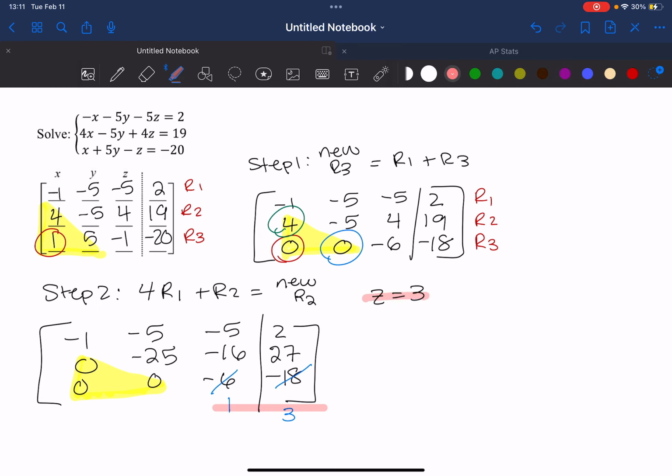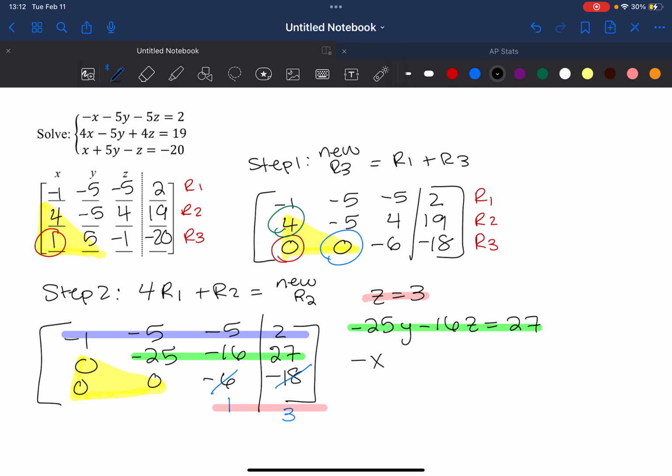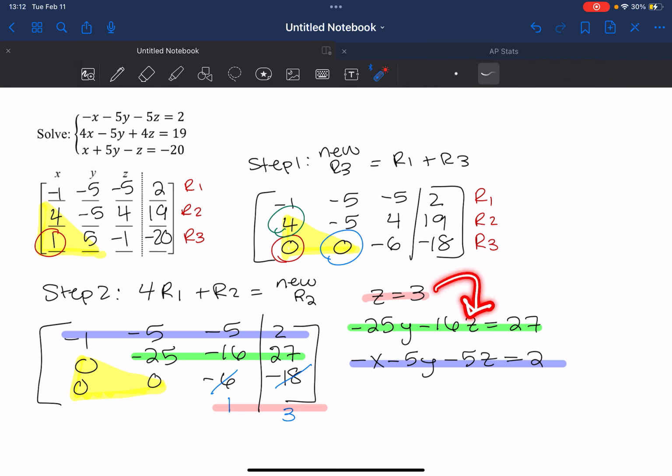Okay. Then I look at the equation above. Then I'm looking at this. This tells me -25y minus 16z is equal to 27. And then lastly, up here, this tells me -x minus 5y minus 5z is equal to 2. Okay. Once I have all these equations, and notice how I started from the bottom and then I made my way to the top, I can now substitute everything in. Because z equals 3 means I can plug that 3 into here and solve y. And once I have y, I can plug it in here and z into here and I'll have x.